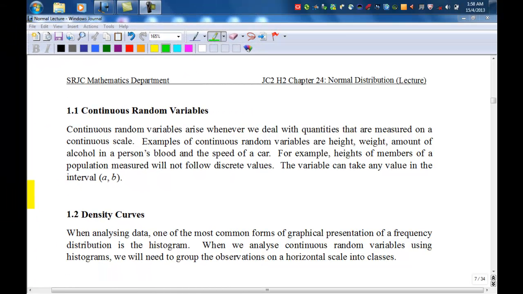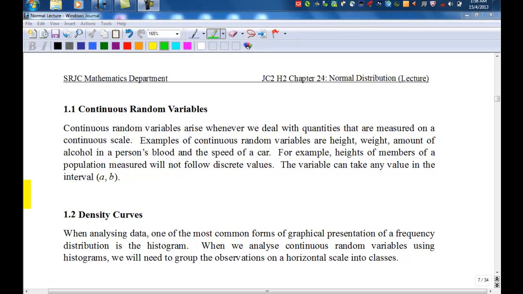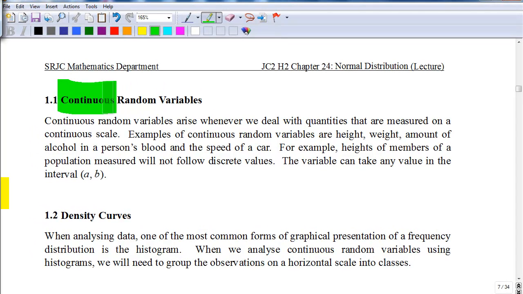Now, before we start defining what a normal distribution is, let's take a look at some new terminologies. What is a continuous random variable? In our previous chapter, we learned about discrete random variables. Examples are the binomial distribution and the Poisson distribution, and we call these distributions discrete because we can count. We can count 1 head, 2 heads, 3 heads, 4 heads out of 4 tosses of a fair coin.